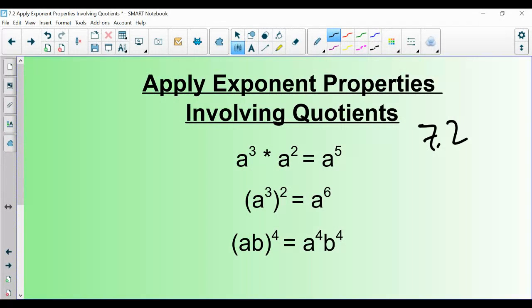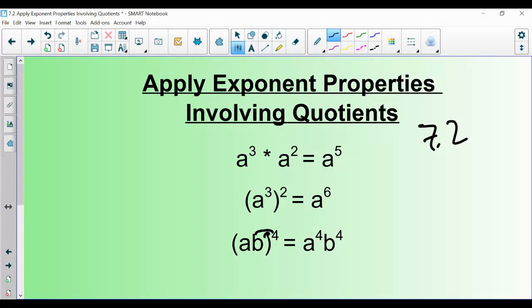And the third property discussed in section 7.1 is if you're multiplying two things together and both of them are being taken to a power, you could essentially, what students call, distribute that exponent to everything in the parentheses, and ab to the fourth power is the same as a to the fourth power, b to the fourth power. So these were the three properties from section 7.1.